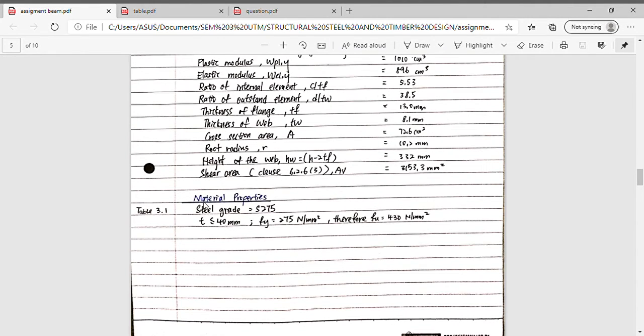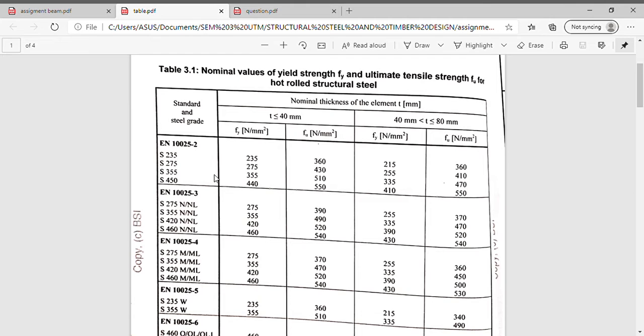Then I will go through the material properties. So referring to Table 3.1, the t is tf, the thickness of the flange, is 13 mm. By referring to this, 13 mm is less than 40 mm, and the grade is S275, and the fy is 275, and the fu, ultimate tensile strength, is 430.